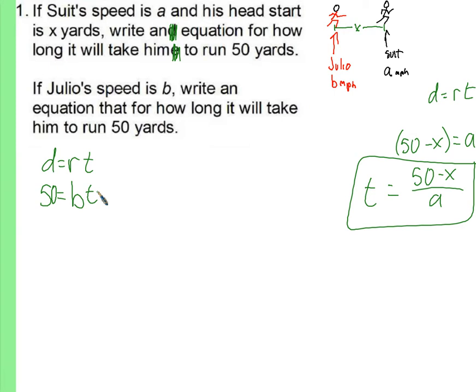That's it. Well, not quite it. We wanted to solve for t. So t is 50 over b. All right, so that is it. That's all I wanted you to do. That's all I wanted you to figure out. Easy.